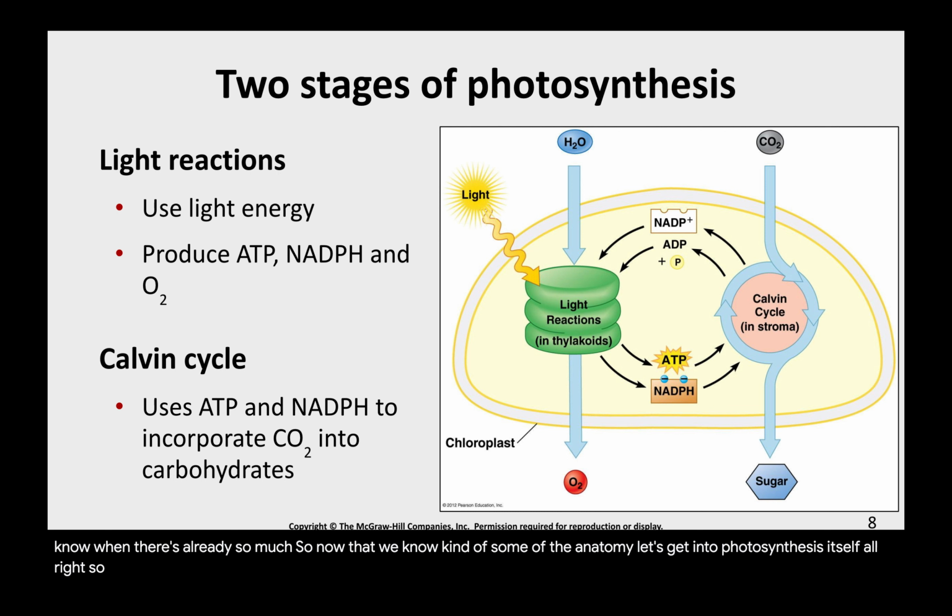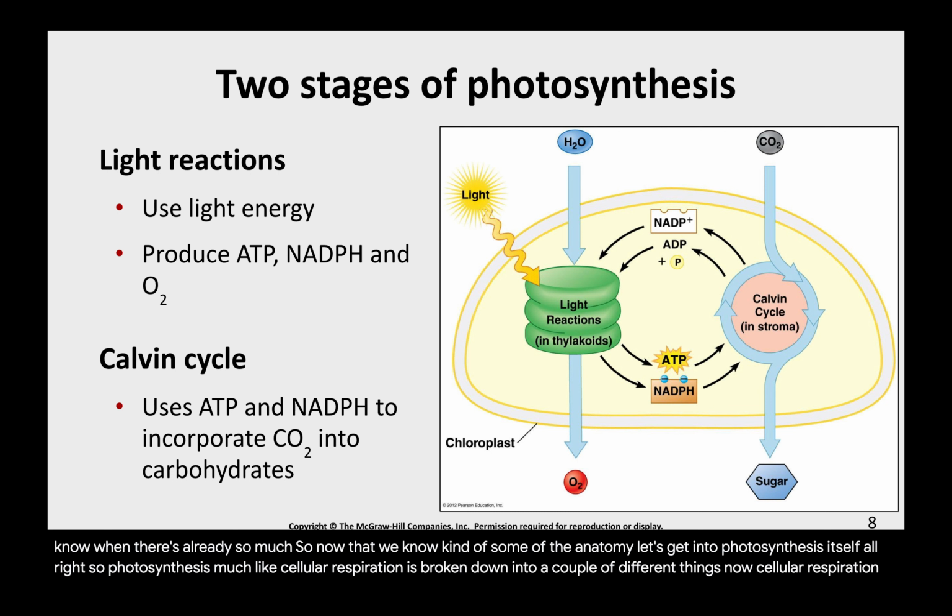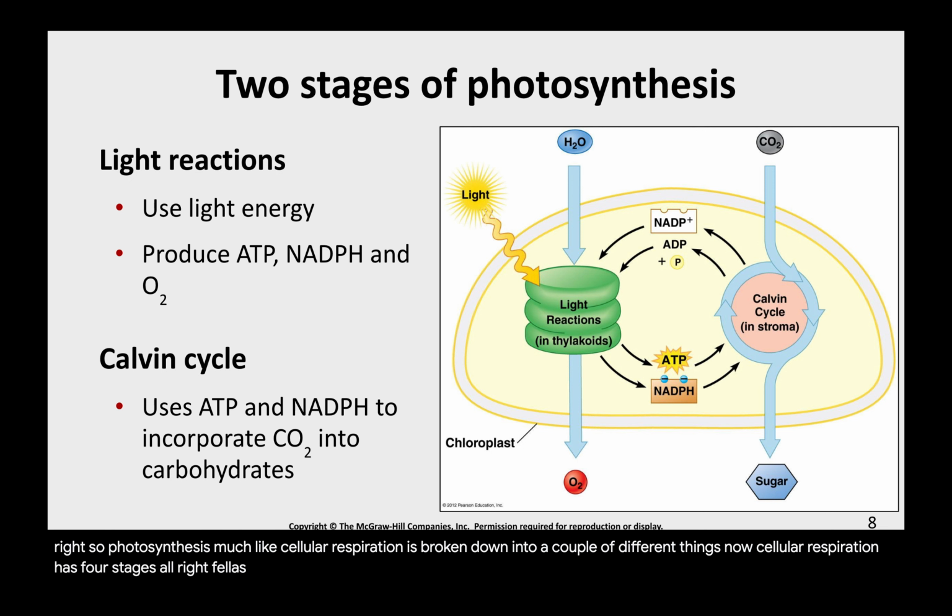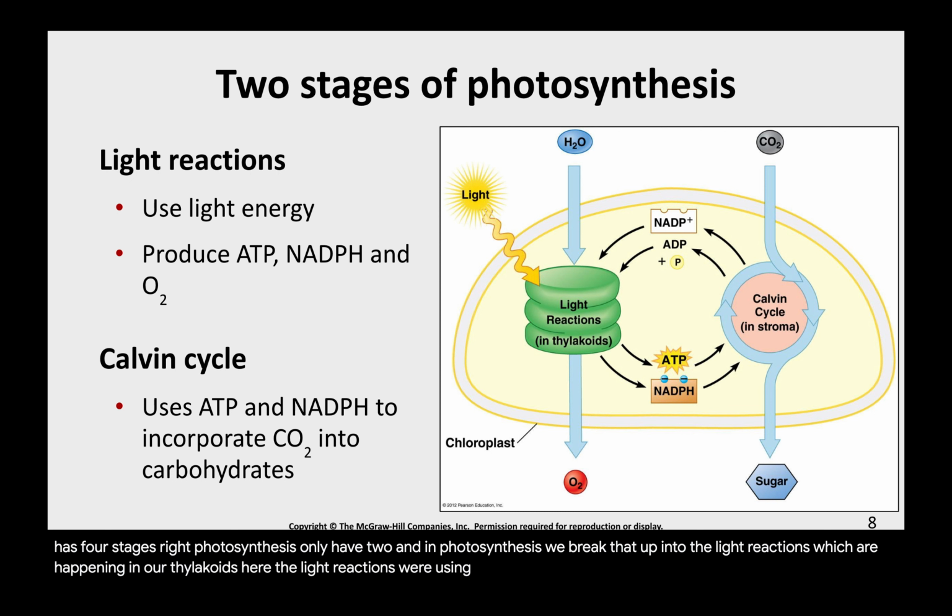All right, so photosynthesis, much like cellular respiration, is broken down into a couple of different stages. Now, cellular respiration has 4 stages. Photosynthesis only has 2. And in photosynthesis, we break that up into the light reactions, which are happening in our thylakoids here. In the light reactions, we're using light energy. We are going to produce ATP, NADPH, and some oxygen.